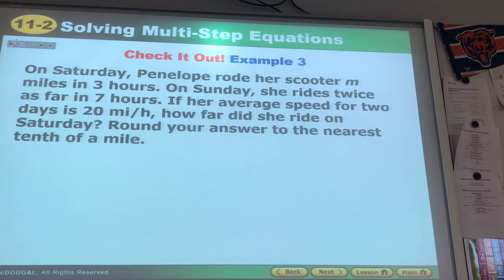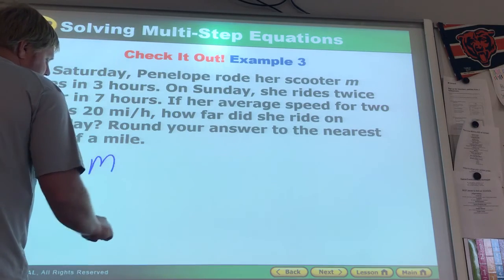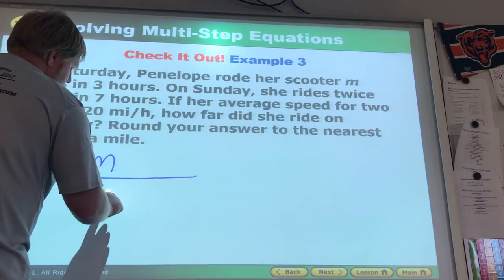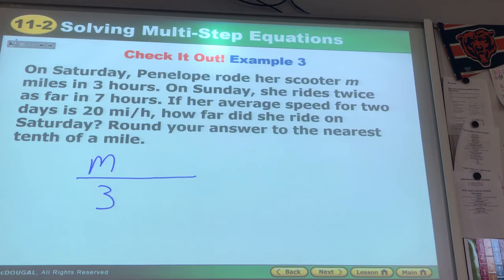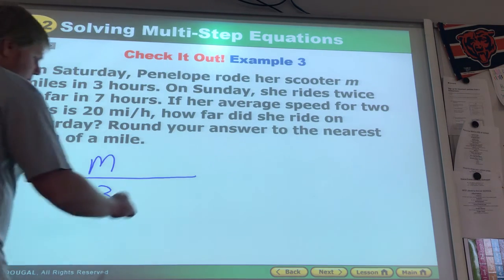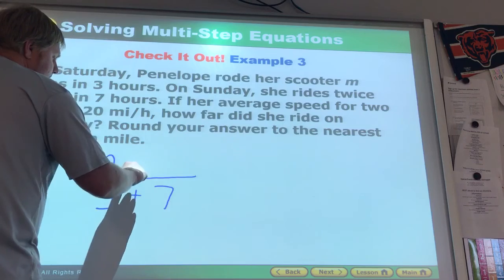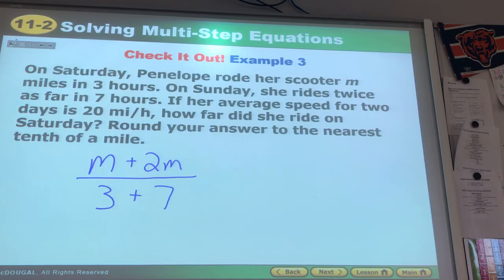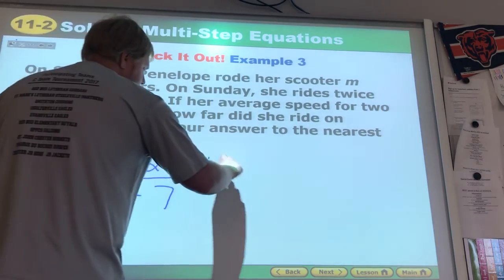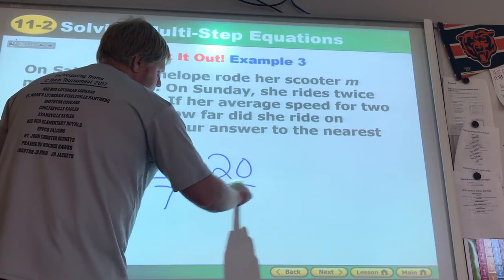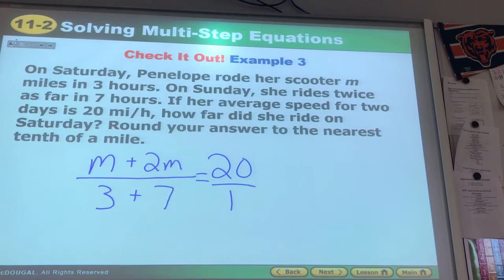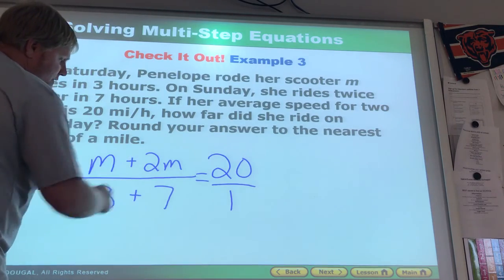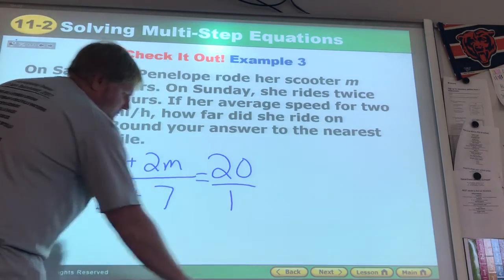Okay? On Saturday, Penelope rode her scooter M miles in 3 hours. M miles, and it was in 3 hours. On Sunday, she rides twice as far in 7 hours. 7 hours and twice as far. If her average speed for the days is 20 miles per hour, find this out. So, we want to combine our like terms, but let's make sure we wrote this out correctly.